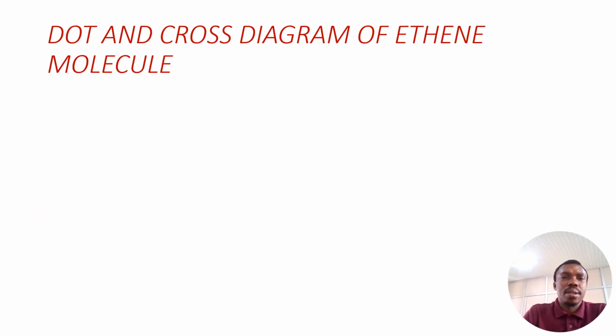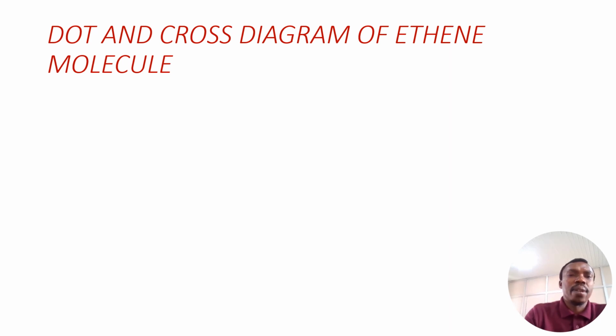So I want to look at the dot and cross diagram of the ethane molecule. Ethane is a covalent molecule, which is also a hydrocarbon. I want to use the dot and cross diagram to represent covalent bond in ethane. Now the formation of covalent bond in ethane is between atoms of different elements. Ethane contains 2 atoms of carbon and 4 atoms of hydrogen.